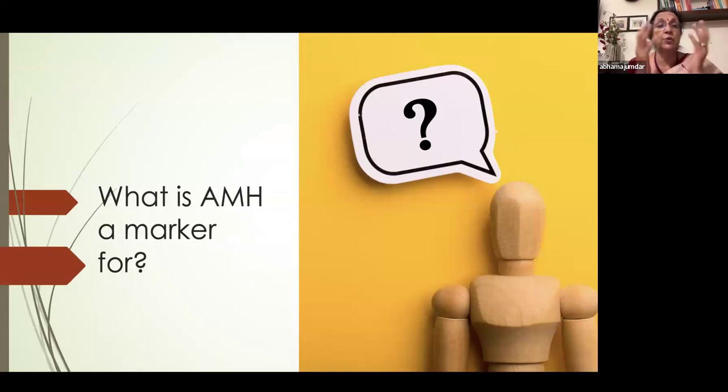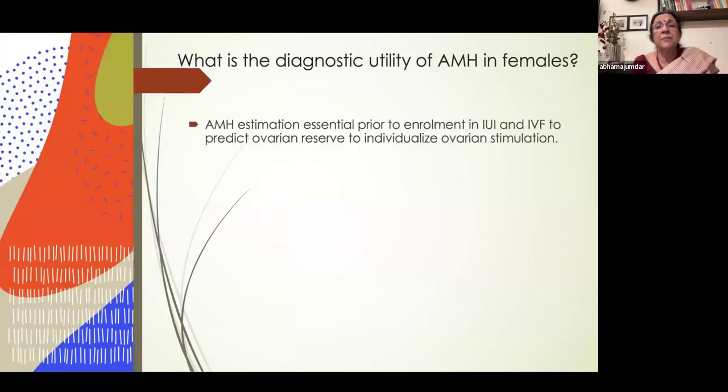So having said that, we are using AMH so extensively. Even in the PCOS adolescent symposium, which we heard in the evening, AMH came out as a marker to differentiate between POI and PCOS. So what is AMH a marker for? This is our question. AMH estimation is essential prior to enrollment in IUI and IVF to predict ovarian reserve and individualize ovarian stimulation. This is the foremost indication for doing an AMH estimation whenever you want to use ovarian stimulation.